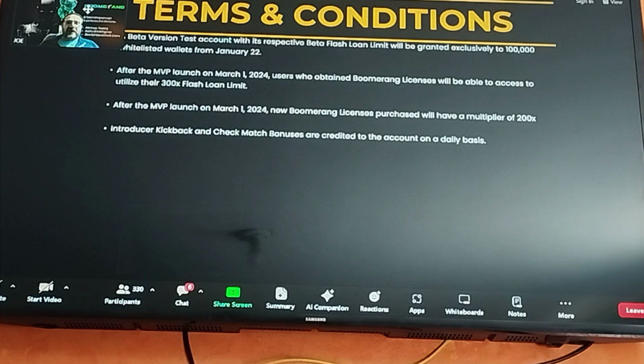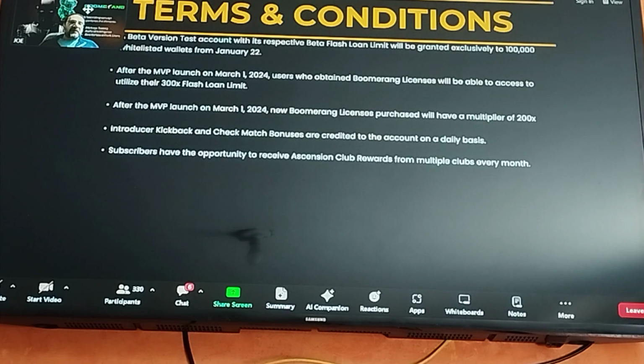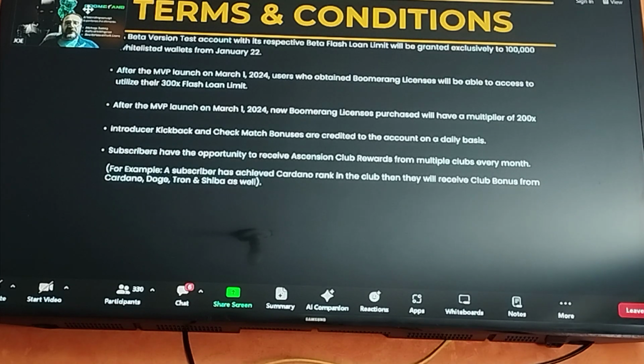Introducer kickbacks and checkbacks bonuses are credited to the account on a daily basis. Subscribers have the opportunity to receive Ascension Club rewards from multiple clubs every month. For example, if a subscriber has achieved Cardano rank in the club, then they will receive club bonus from Cardano, Doge, Tron, and Shiba as well. Ascension Club rewards will be credited every first Monday of the month.